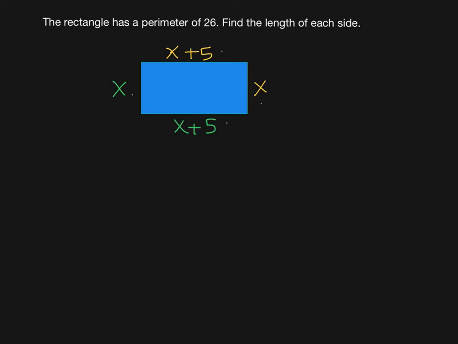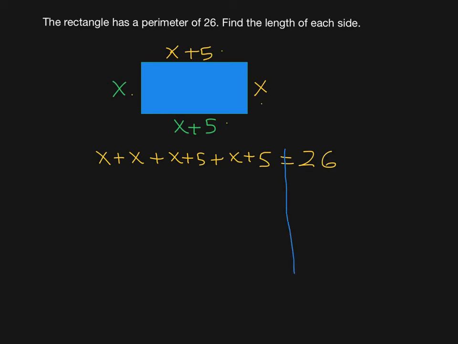So when I write my equation, it's going to look kind of long. It's going to look like this. x plus x, those are my right and left sides, plus my top and bottom sides, x plus 5 plus x plus 5. So those are all four sides, 1, 2, 3, 4, and all four sides added together equals 26. Now that I have an equation, I can go about solving it.